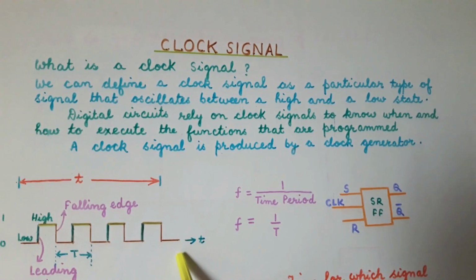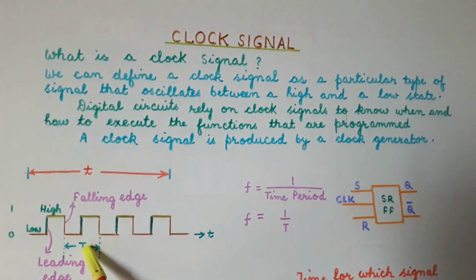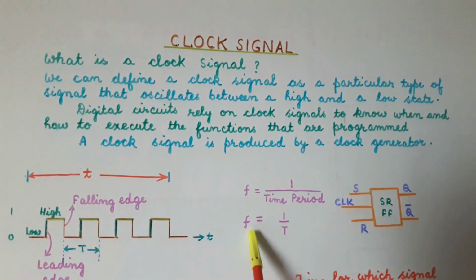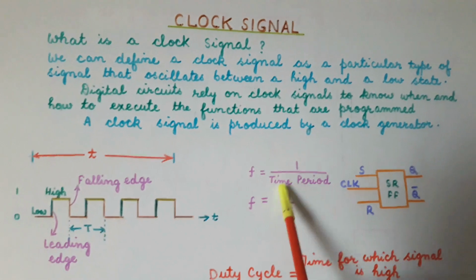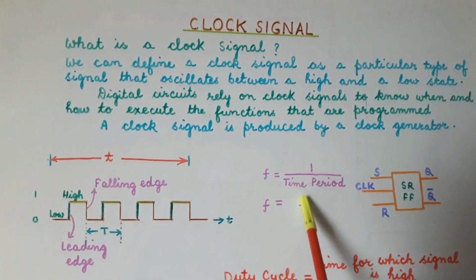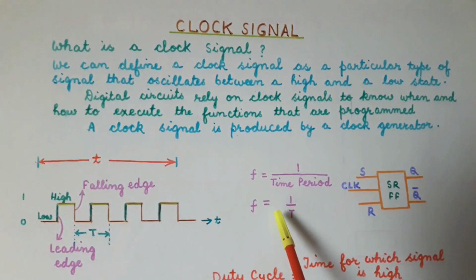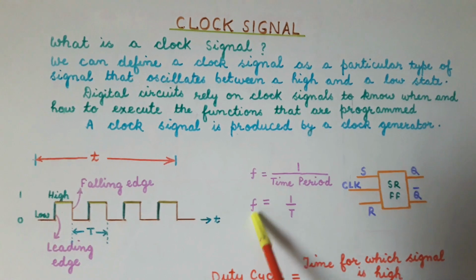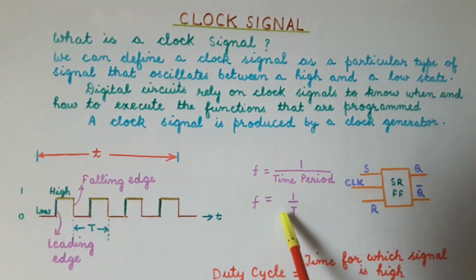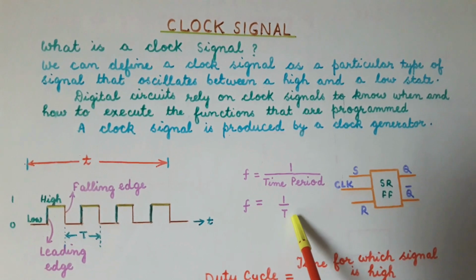Now let us suppose that the time period of this clock be capital T, and let small f be the frequency. Then frequency will be equal to 1 by time period, that is f is equal to 1 by T. Now if we want our clock to work faster, then we need to increase the frequency of this clock signal, or in other words we need to decrease the time period of the clock.